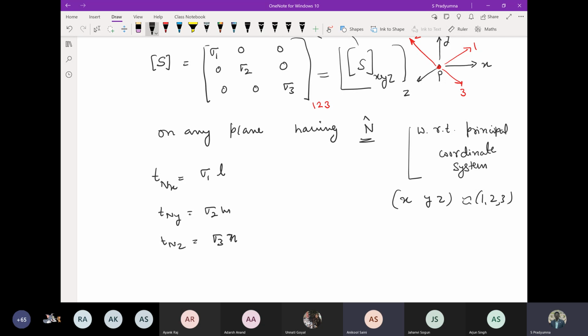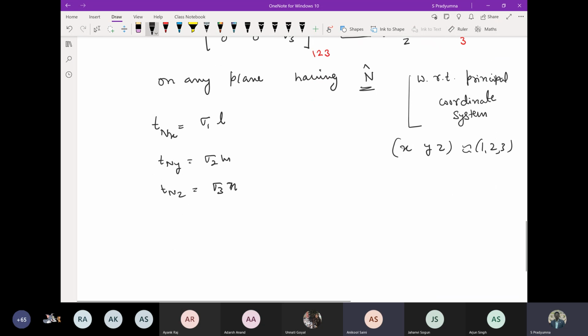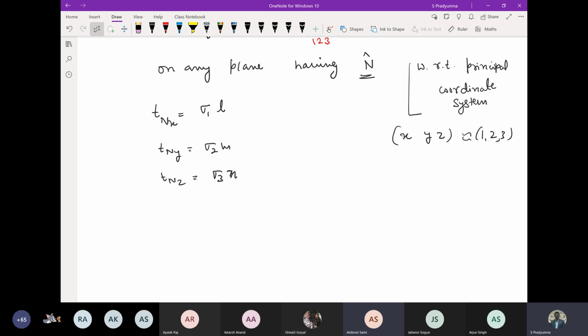Otherwise, you will be having Tnx. What do you have in Tnx? You have sigma x l plus tau xy m plus tau xz n. Right? So tau xy is 0, tau xz is 0. Therefore, you get only sigma 1 times L. Or sigma 1 is equal to sigma x in this case also, because I'm coinciding the xyz with respect to the 1, 2, 3 system. Fine. Now I can also say that this Tn, the traction vector, is equal to sigma 1 L i cap plus sigma 2 m j cap plus sigma 3 n k cap.